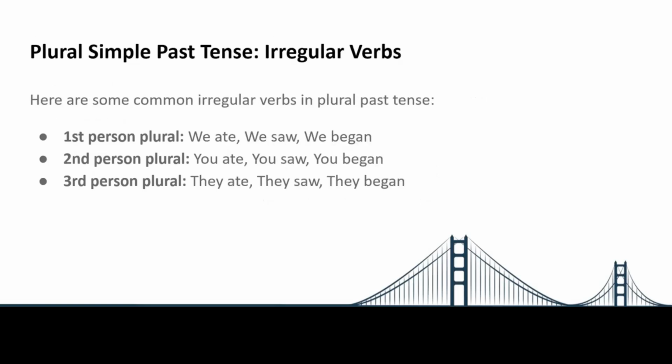Plural simple past tense, irregular verbs. Here are some common irregular verbs in plural past tense. First person plural. We ate. We saw. We began. Second person plural. You ate. You saw. You began. Third person plural. They ate. They saw. They began.